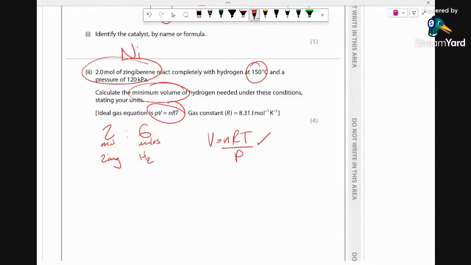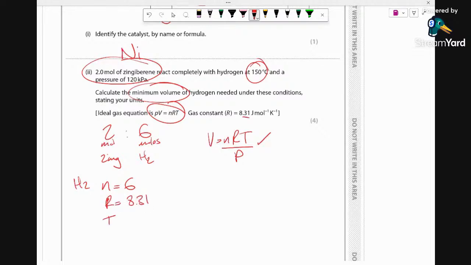Now, the moles is the tricky bit, because I think lots of people might just lob in number 2. You can still get 3 marks out of the 4 if you don't use the ratio, but it's going to be 6. So n equals 6 for hydrogen. The R is 8.31. They tell us this.